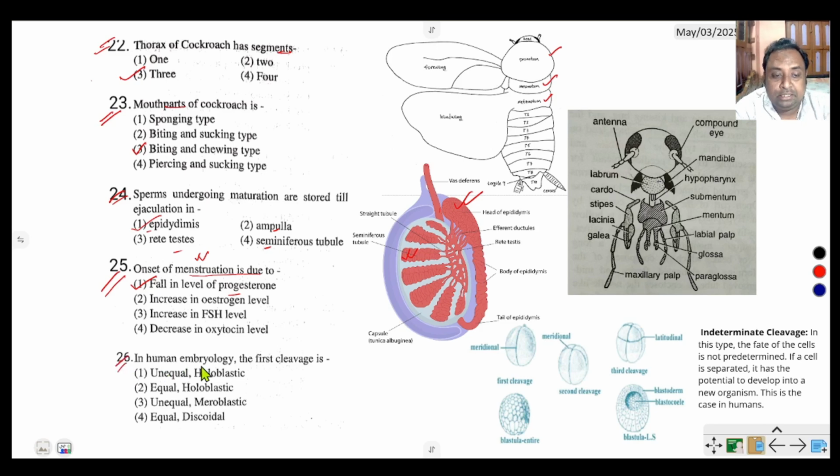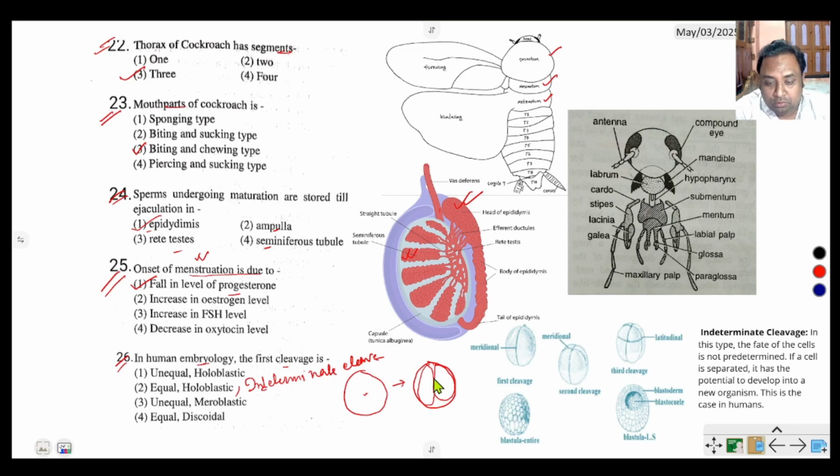26 number question is, in human embryology, the first cleavage. Here this is a cleavage. Suppose this is the zygote. When the first cleavage occurs in human, the number of cells increases, but the overall size remains the same. So that is equal, holoblastic and indeterminate cleavage.